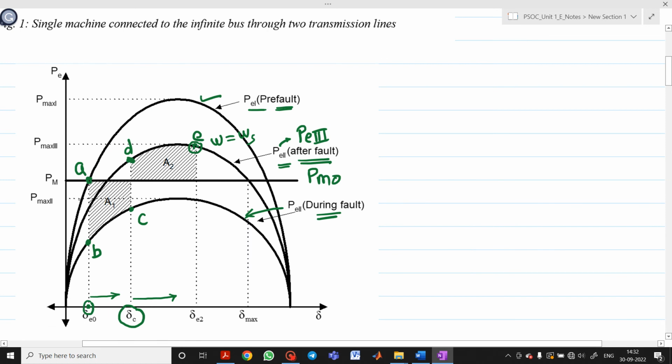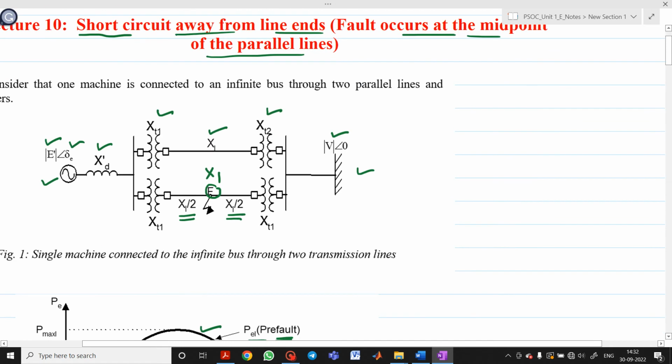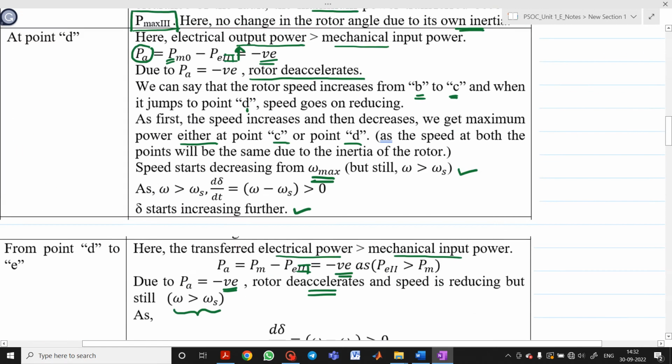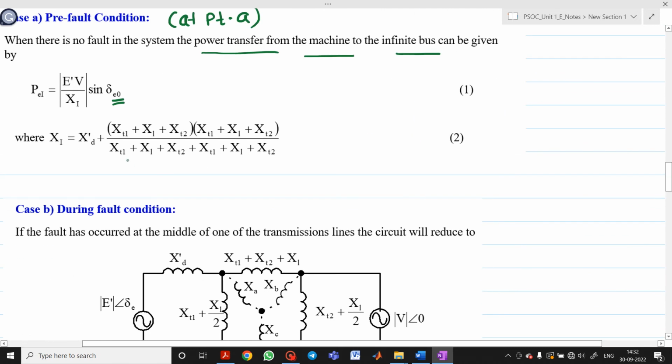Now from the diagram, whenever there is no fault, how can I write the total reactance? This Xd' is in series with the parallel combination of these. So the equation will be Xd' plus (XT1 plus X1 plus XT2) into (XT1 plus X1 plus XT2) divided by (XT1 plus X1 plus XT2) plus (XT1 plus X1 plus XT2). That is, if A is parallel with B, we can write A into B upon A plus B. Treat this as equation 1.